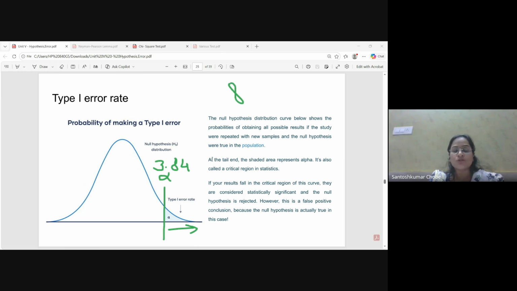Now where is it going to lie? It is going to lie in this region, because in the normal distribution curve, this is my 0, correct?